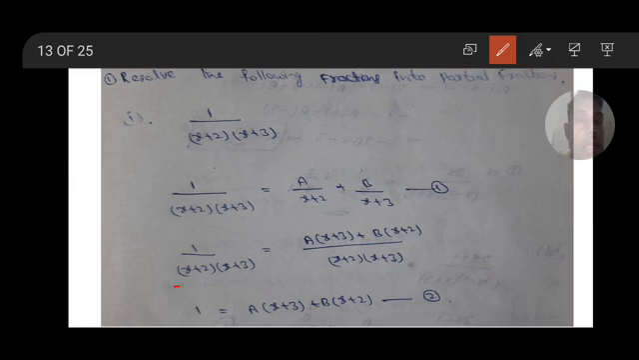Okay. That is 1 by (x plus 2) into (x plus 3) equal to a by (x plus 3) plus b into (x plus 2) by (x plus 2) into (x plus 3). In the RHS denominator, the LHS denominator cancels. Then we get 1 equal to a into (x plus 3) plus b into (x plus 2). That is equation 2.